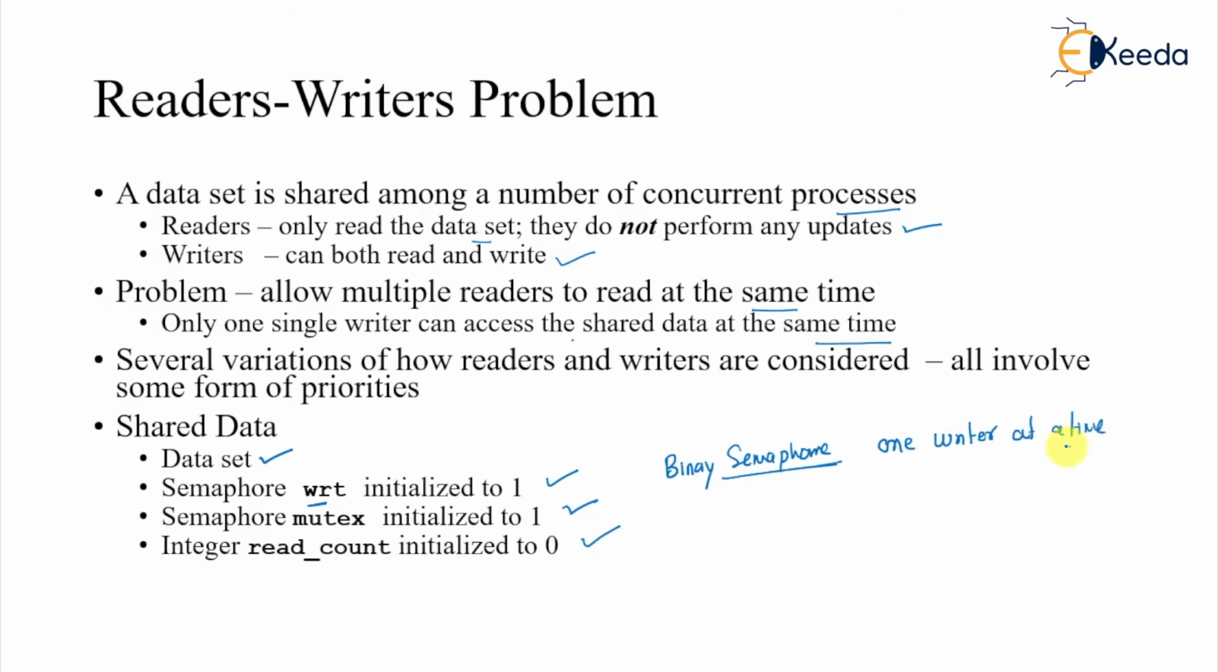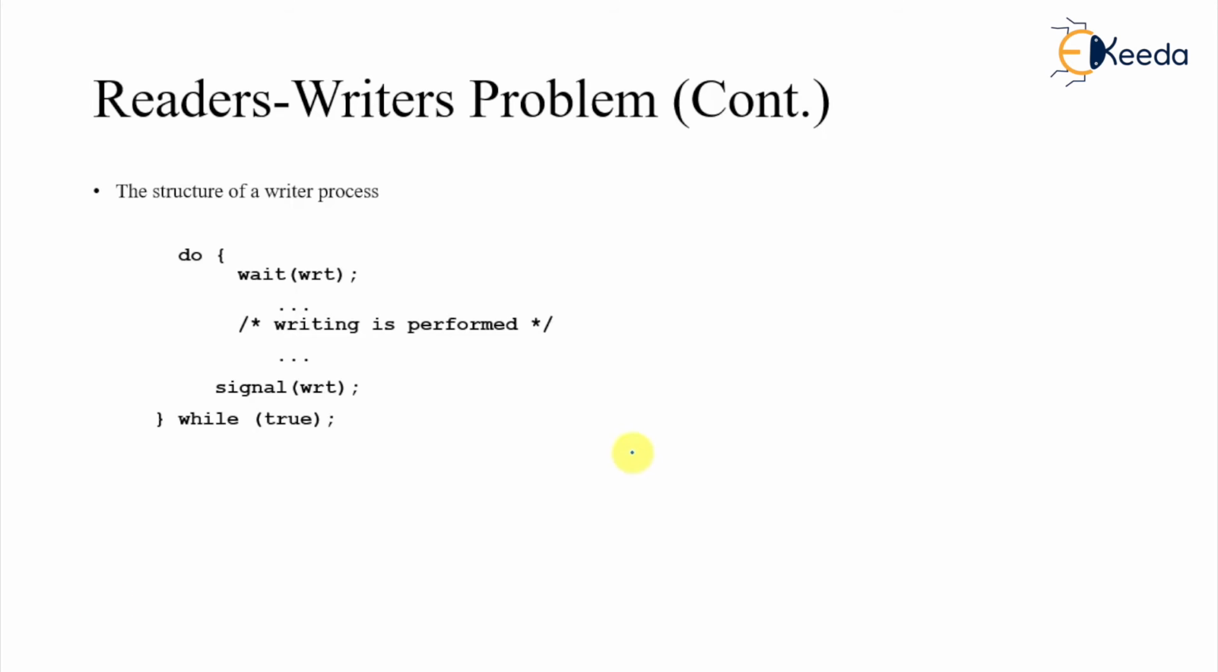That is the responsibility of WRT. Mutex is a semaphore used for mutual exclusion when read count is being updated, and read count is the number of readers. So these are the different variables that we are going to use. Both WRT and mutex are initialized to 1.